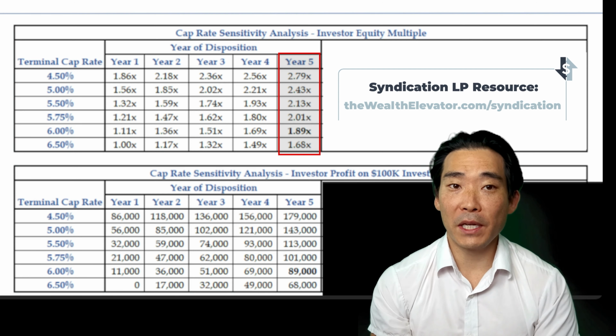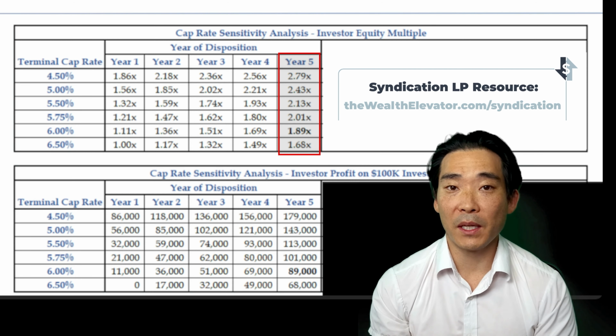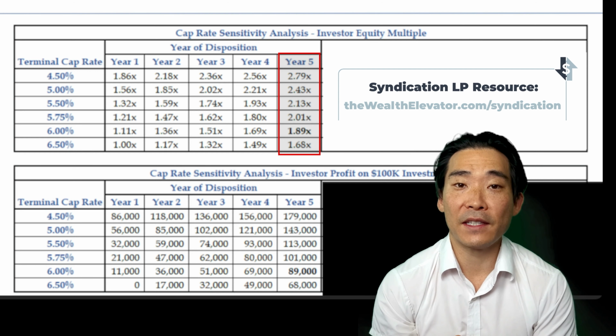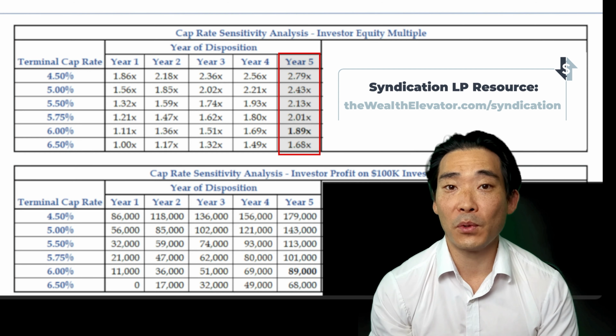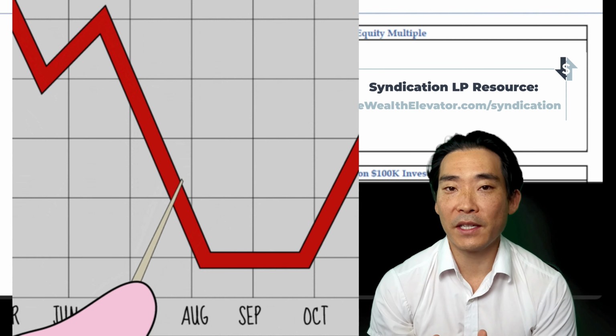Let's say we assume that the market was worse in 5 years from now. Of course, we don't know what the market's going to be, but let's just say the cap rate increases to 6.5. Then that return would go down to a 1.68. Right now, we are in a high cap rate type of environment.